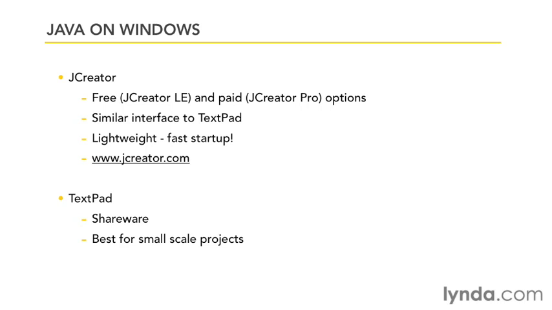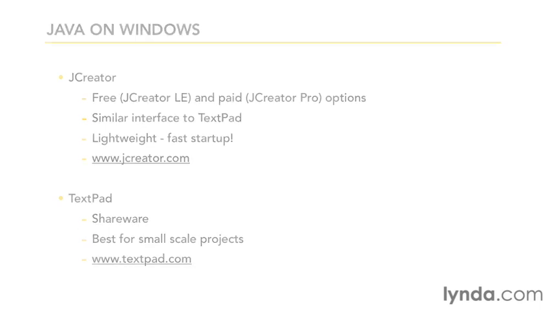TextPad has the ability to hook into the JDK commands, such as Java and Javac, the compiler, to compile and run small Java applications. It's shareware, not free, but it's pretty inexpensive, and it's available from www.textpad.com. So that's a look at products that are unique to Mac and Windows.